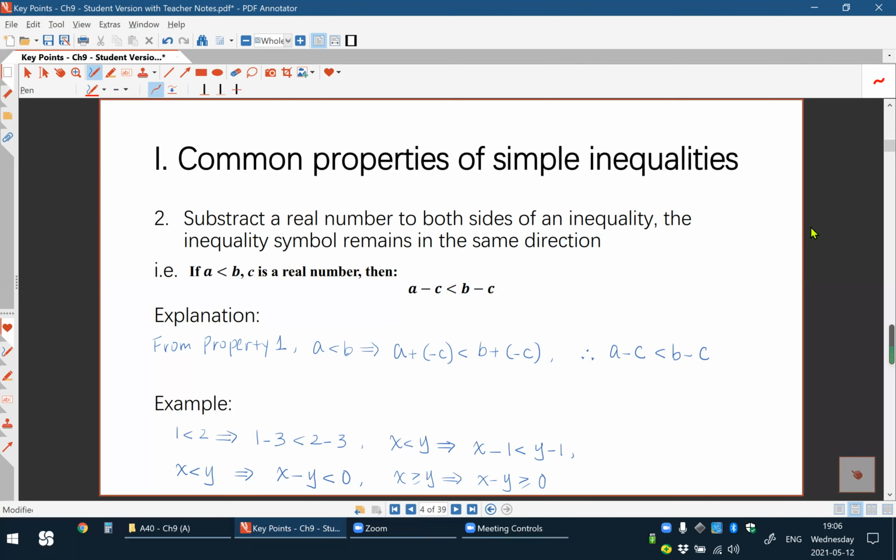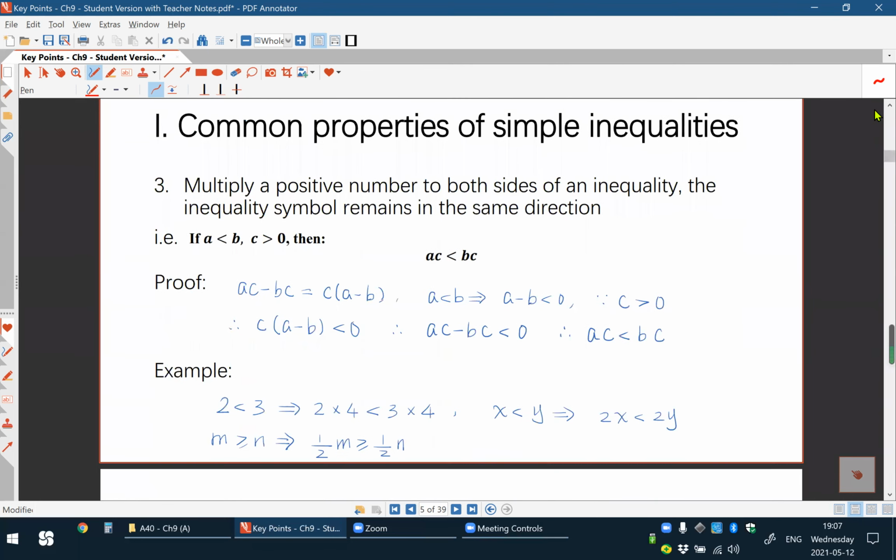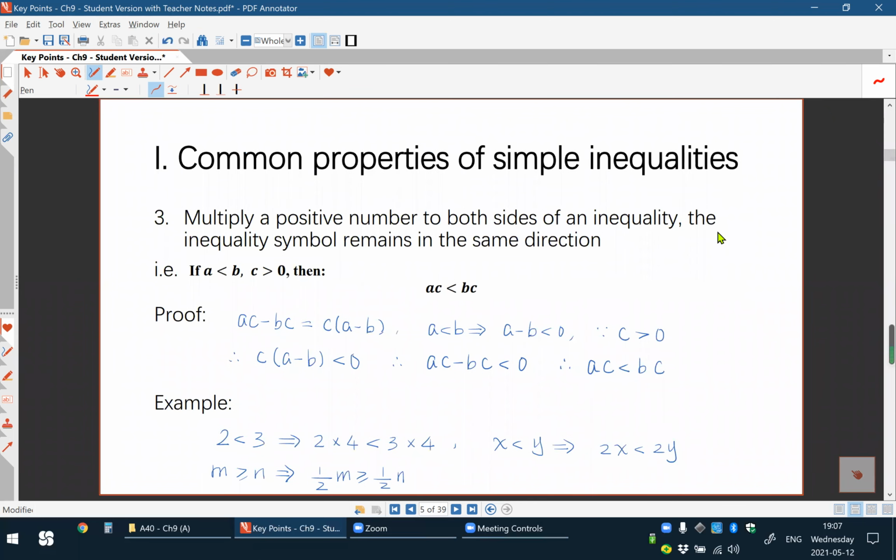No? Okay. So next one. Multiply a positive number to both sides of an inequality. The inequality symbol remains in the same direction. In other words, if A is smaller than B and C is a positive number, then we will have the product of A with C is smaller than B times C.